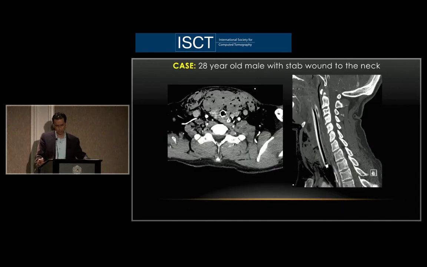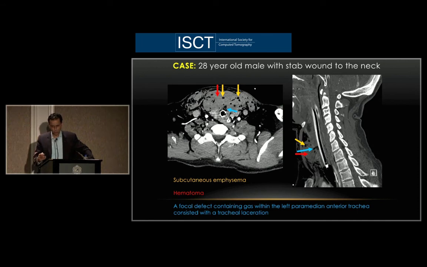In this particular example, anteriorly we can see subcutaneous emphysema, a big hematoma, and also along the anterior aspect of the trachea, there's a low attenuating defect in keeping with a left paramedian anterior tracheal laceration from a stab wound to the neck.